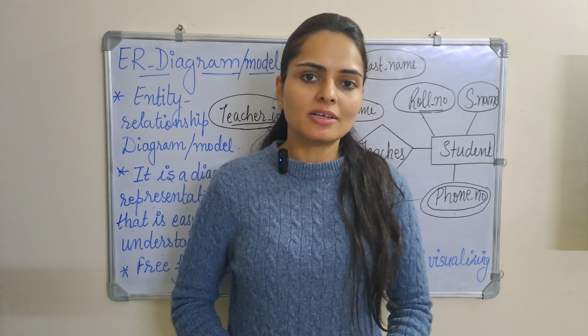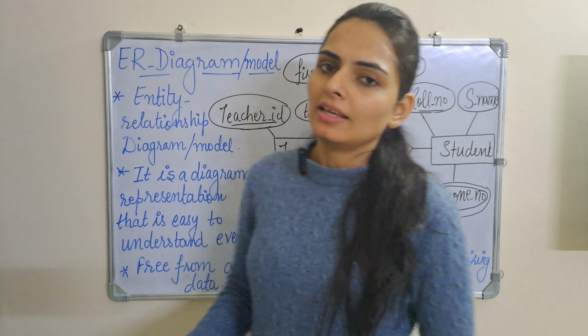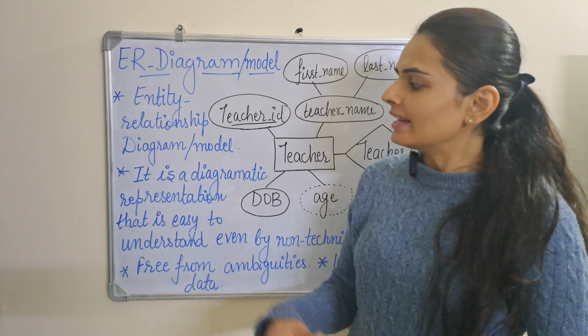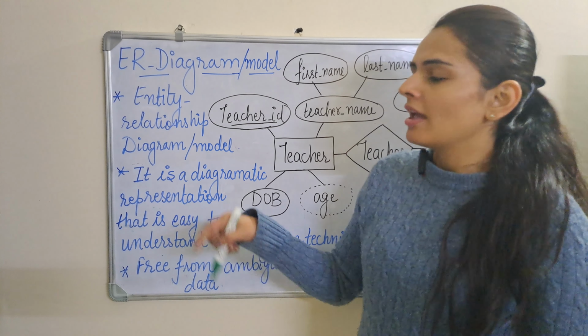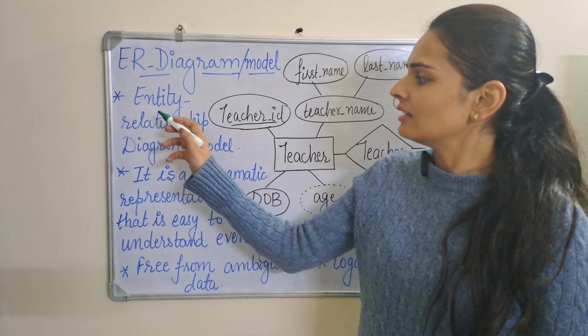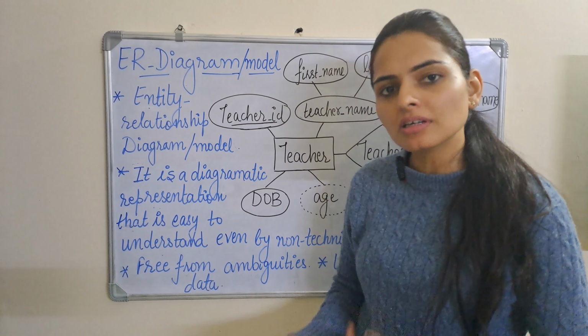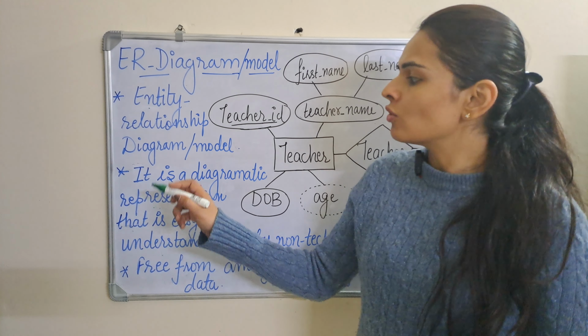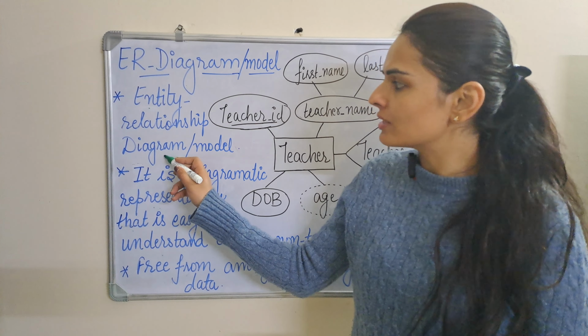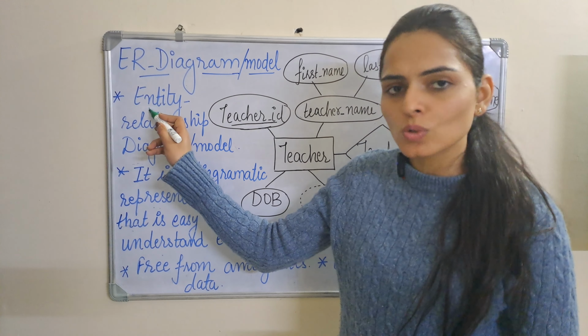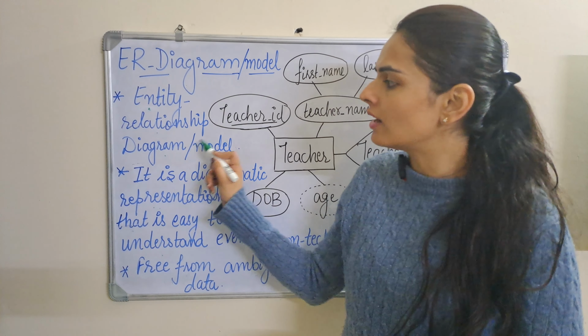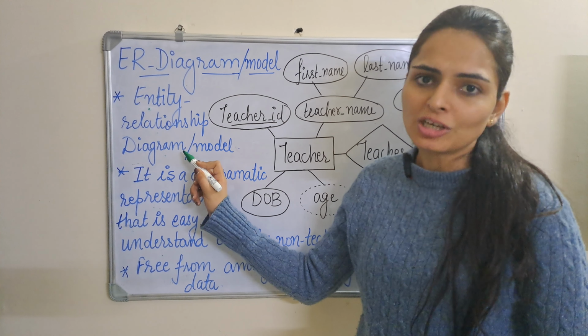Today we are going to learn about ER diagrams. ER diagram is entity relationship diagram. In our last lectures, we have seen that entity is any real world object around us. So when we diagrammatically represent the relation between those real world objects, that is called an entity relationship diagram.